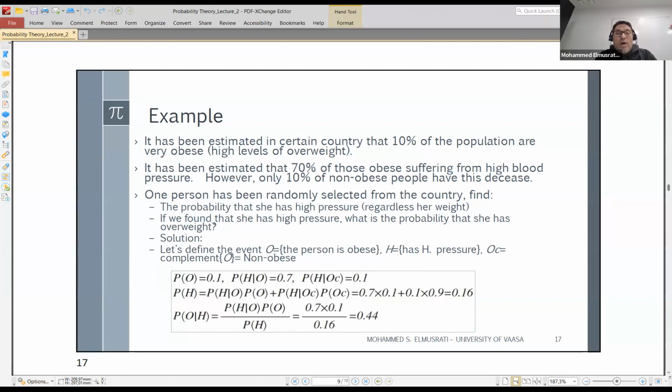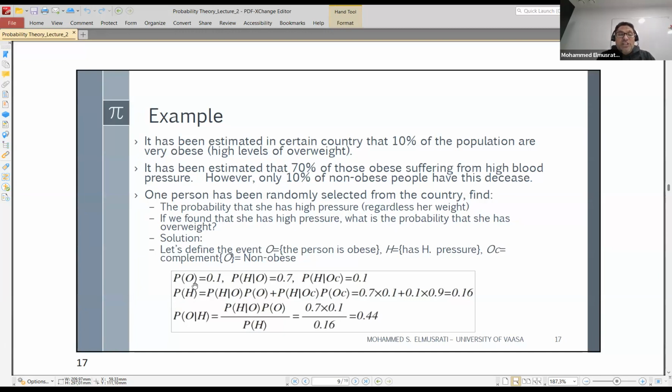What are the requirements of this example? The first requirement is to find the probability that this person who has been selected randomly has high pressure, regardless of her weight. So regardless, even whether she has overweight or not. So what is the probability that this woman has high pressure?